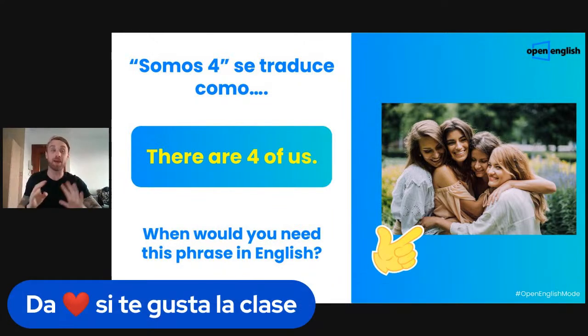¿Alguien puede decirme un escenario cuando o dónde vamos a necesitar esta frase en inglés? So, can anybody tell me an example of a scenario or a context where we would need to use this phrase in English? So, somos cuatro in English, there are four of us. So, yes, Barbara, claro, aplica para cualquier cantidad de personas, exactamente así es.